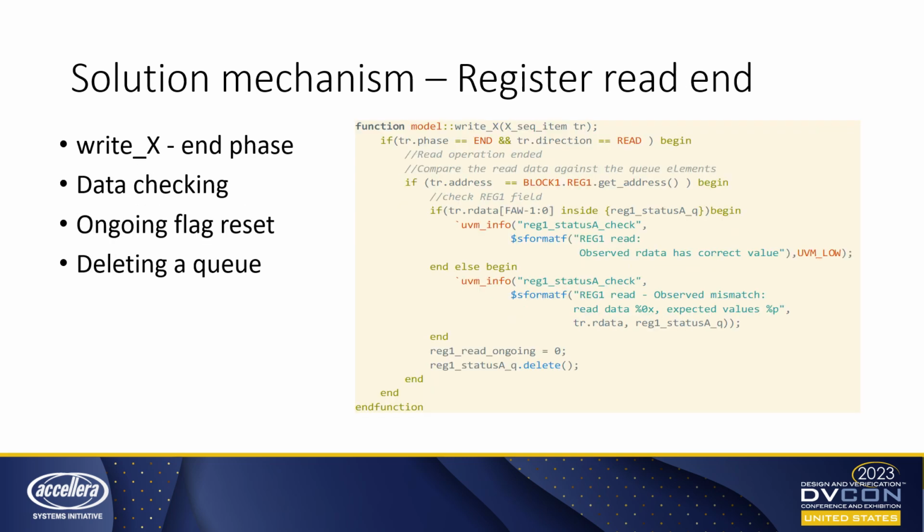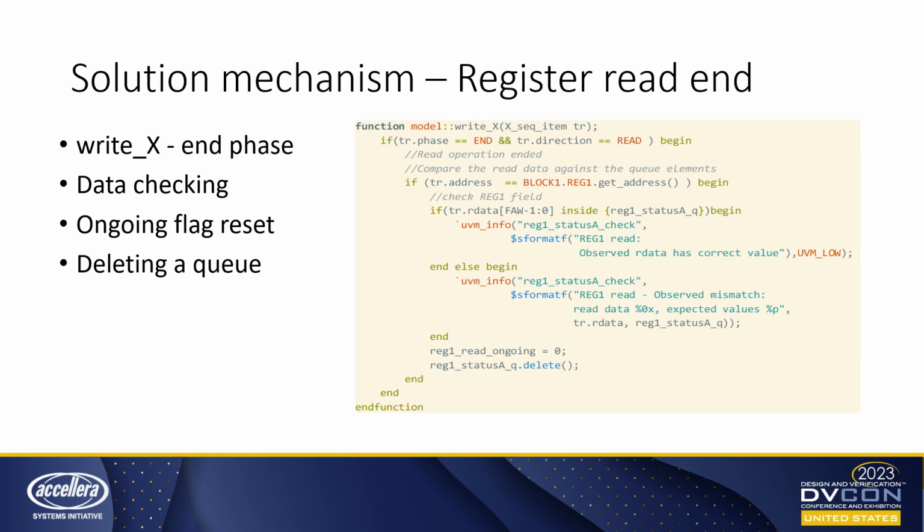When monitor X reports the end of the transaction, it provides full information about the transaction, including read data. Usually, read data will be checked against a single expected data, but the solution here suggests checking if the actual read data or a specific data slice matches any element in the queue of expected values, reg1 status A queue. If there is a match, the functionality is considered correct. Otherwise, the model issues an error indication as shown here.